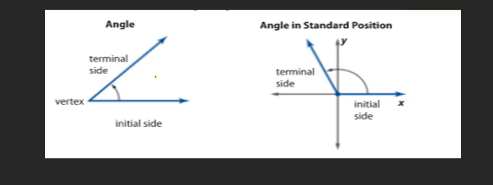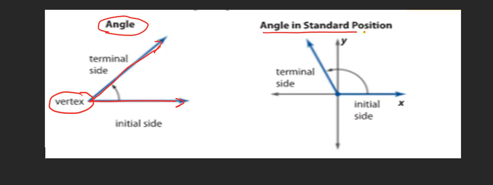In this video, we're going to talk about degrees and radians. First, when you measure an angle, you have two rays that determine an angle: the initial side and the terminal side. These are two rays that determine the measure of an angle, and the point where these two rays meet is called the vertex.